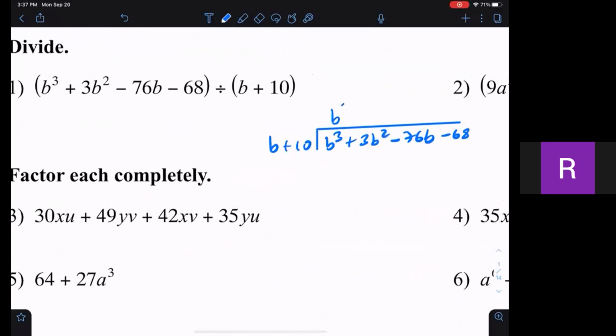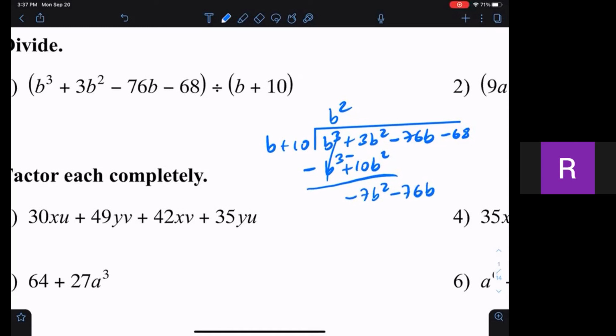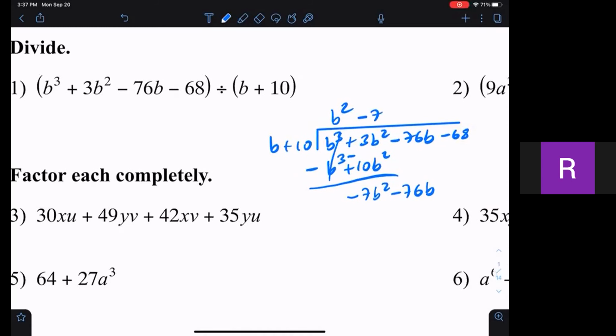So it's gonna be b squared. It's gonna be b cubed plus 10b squared. Change the sign. So these cancel. So we get negative 7b squared minus 76b. Now we multiply by negative 7b, and we get negative 7b squared minus 70b. Change the sign. These cancel out. We get negative 6b minus 68.